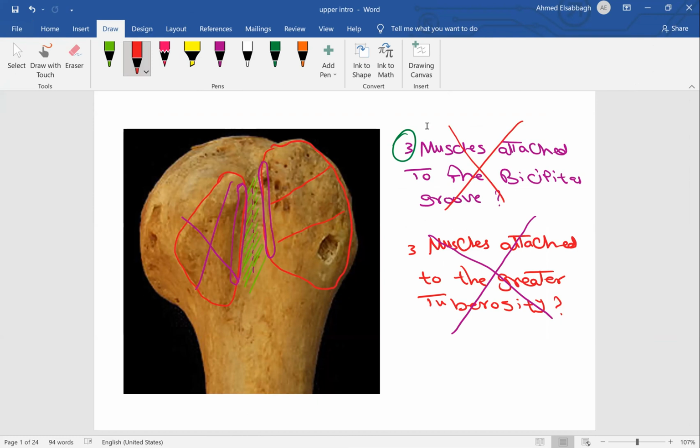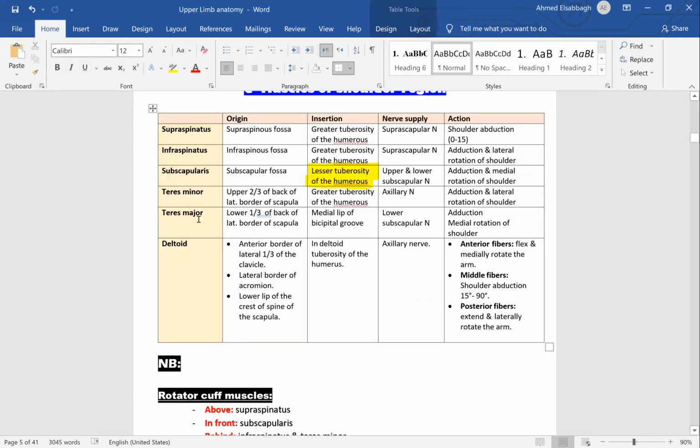What are the three muscles attached to bicipital groove? Lateral lip, pectoralis major. Medial lip, teres major. And in the floor, latissimus dorsi. So we have two major muscles in the lips. Lateral lip pectoralis major, medial lip teres major, and in the floor we have the latissimus dorsi. So now we have cleared two questions. Excellent. Teres major nerve supply and action is not important.